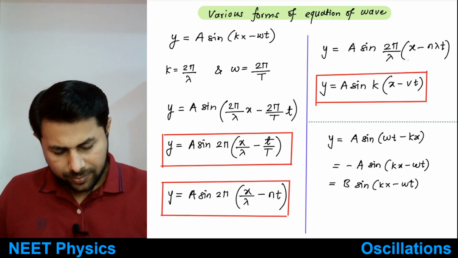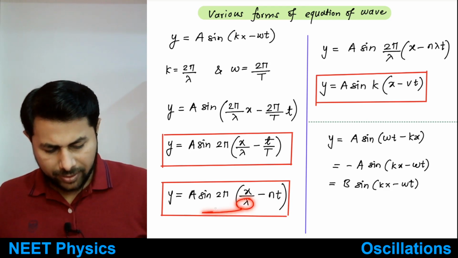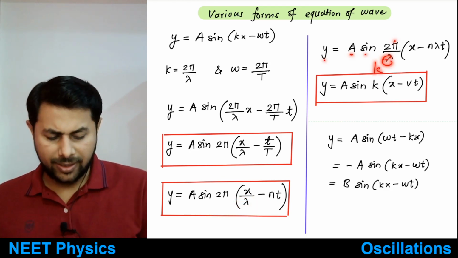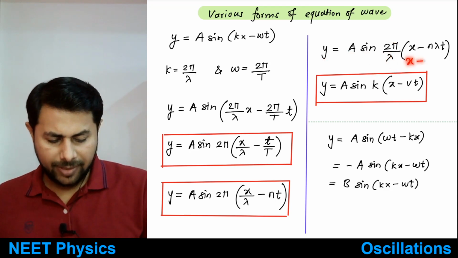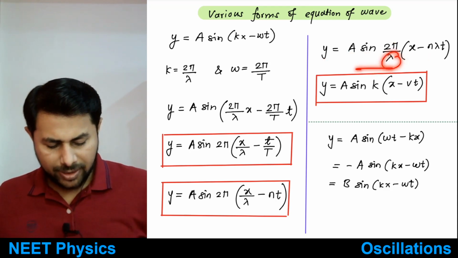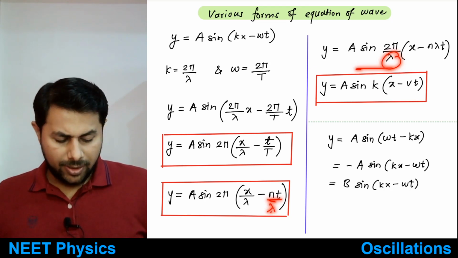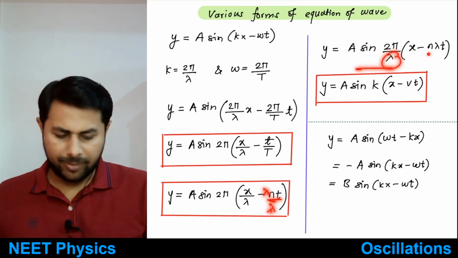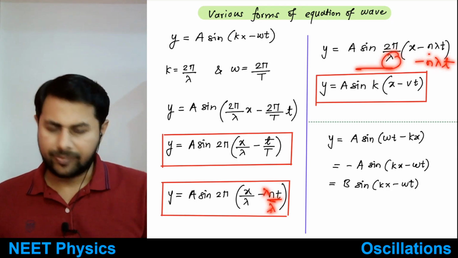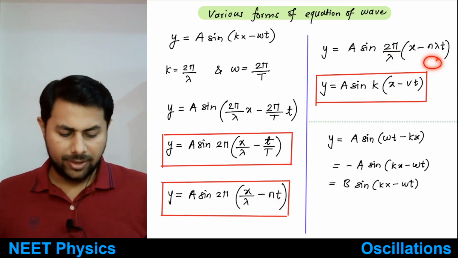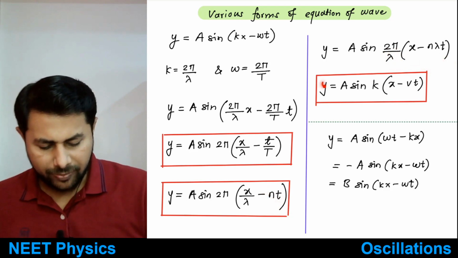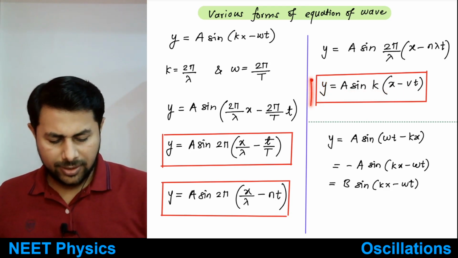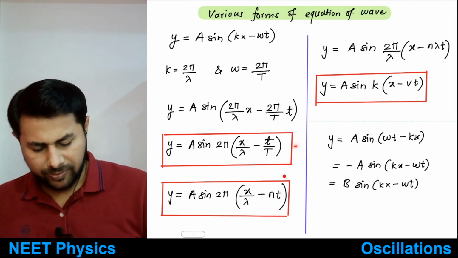Then what else can you do? You can take this lambda out. If you take lambda out, then you get y is equal to a sine of 2 pi by lambda, which is k, multiplied by x minus. You took lambda out, but there was no lambda here. So if you take lambda from the denominator, you will need to multiply the numerator by lambda. So that is minus n times lambda t. And n times lambda is v, and therefore you get y is equal to a sine of k times x minus vt. So these are different forms of this wave equation.